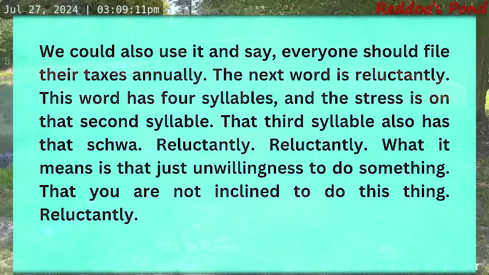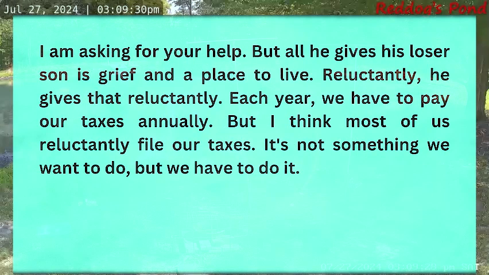The next word is reluctantly. This word has 4 syllables, and the stress is on that second syllable. That third syllable also has that schwa. Reluctantly. What it means is just unwillingness to do something, that you are not inclined to do this thing. Reluctantly, I am asking for your help. But all he gives his loser son is grief and a place to live.